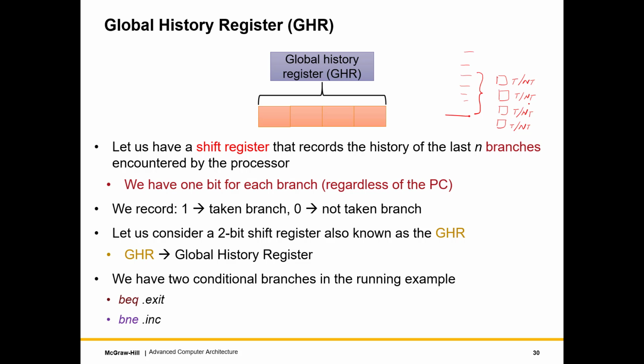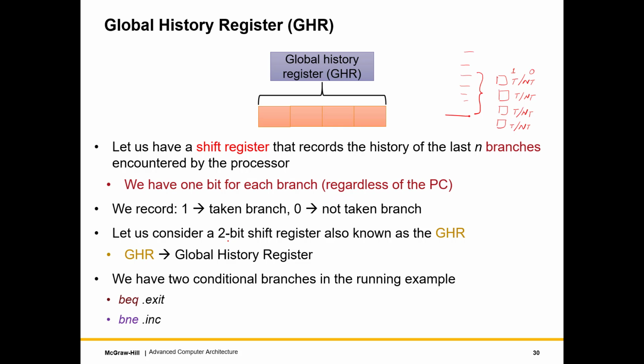Right? So if I have a single bit for each, and I represent taken with 1 and not taken with 0, then at any point I'll have an n-bit vector that records the history of the last n branches in the dynamic instruction sequence.